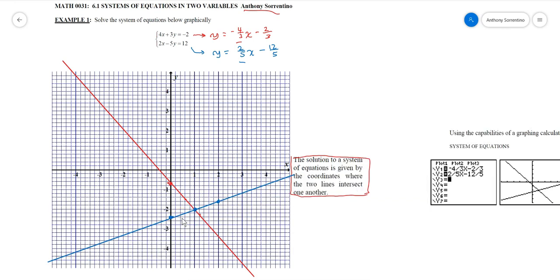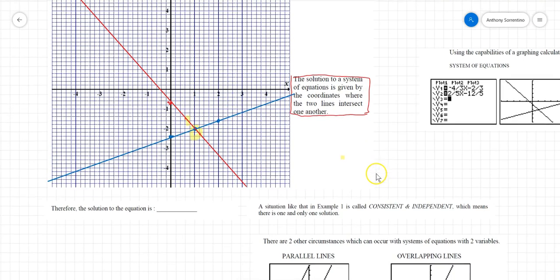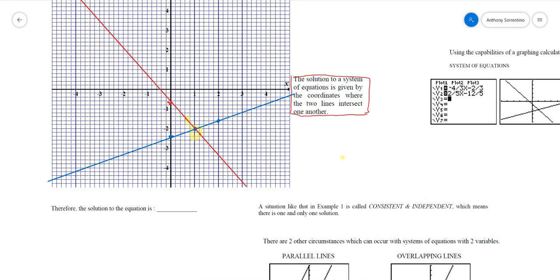Now, if I graphed it right, it looks like right here is where they intersect. It looks like it intersects at 1, -2. And I can confirm by plugging those coordinates in, or using the calculator. So the solution for this was 1, -2.